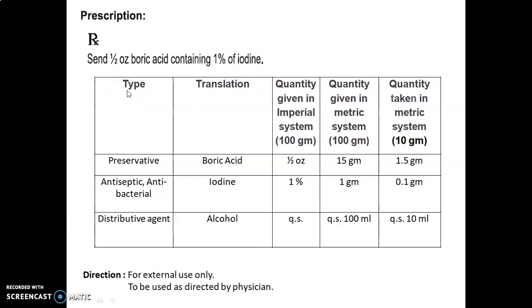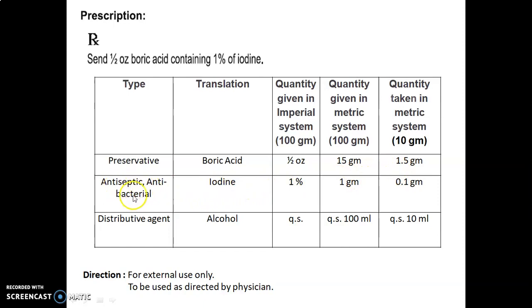Type, category, use or role of ingredient. Translation means the name of the ingredient. Quantity given in the imperial system for preparing 100 gram. Quantity given in the metric system to prepare up to 100 gram. Taken quantity should be for preparing 10 gram. Boric acid is used as a preservative. Quantity given in imperial is 1/2 ounce. As we already discussed earlier, 1 ounce is 30, so 30 upon 2, that is 15 gram. Taken quantity should be 1.5 gram, which should be calculated with the help of the factor.